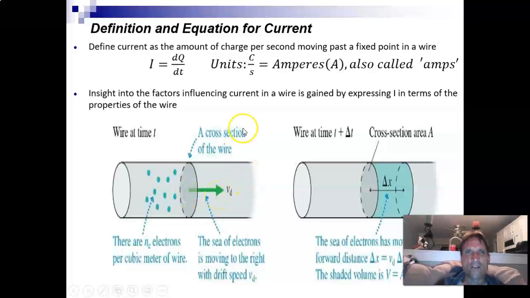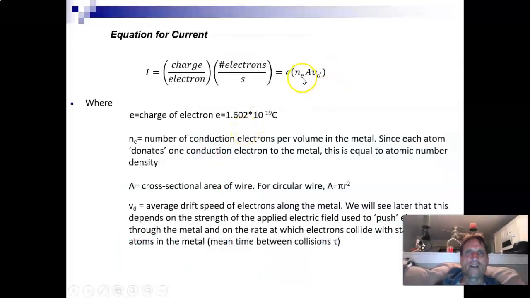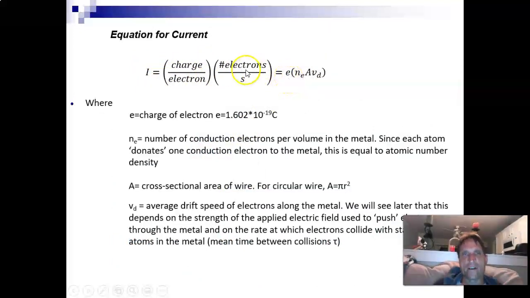And so if you put all of these together, you get that the current is equal to the charge per electron, which is just e, times the electrons per second, that gives charge per time. And the electrons per second depends on the density of free electrons in the metal, which is a property of the metal, it depends on the area of the metal, and it depends on how fast these electrons are moving, this drift speed.